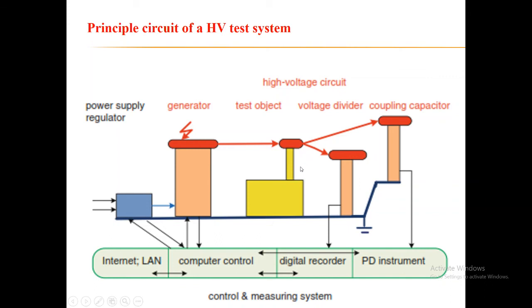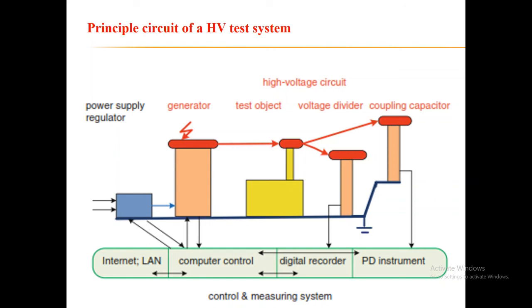Afterwards, the testing object is placed, and that testing object may be a lightning arrestor, circuit breaker, transformer, insulator, or bushing. Okay, the quality assurance can be done by measuring the various parameters. To measure those parameters, the voltage divider circuits are normally connected with the test setup. This voltage divider may be of resistive type, capacitive type, or even a combination.